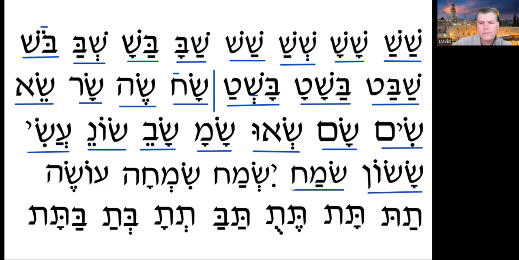Samach. Actually, this one, it looks like I had missed a vowel beneath the Sin on this one. And so because of the absence of a vowel, we can't really read it. But if we pretended that there was a patach here, it would be pronounced samach. Actually, it'd be a kametz. Samach, meaning he rejoiced.